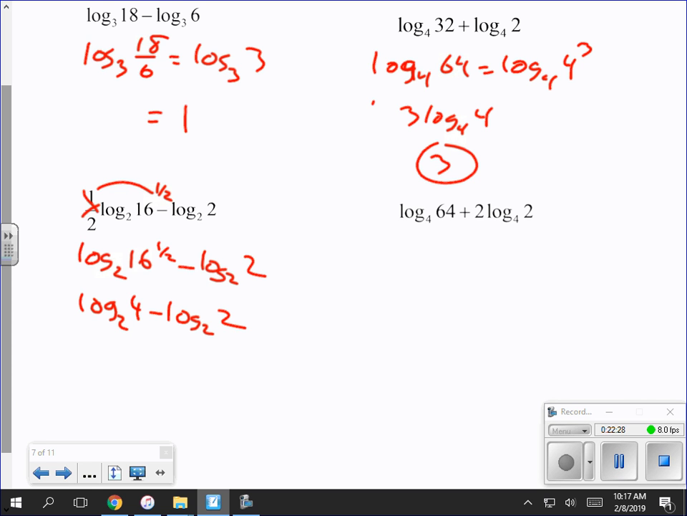Or I can combine them up now. The numbers are easy enough to deal with. I go ahead and divide and make it 1 logarithm. So this is log base 2 of 4 divided by 2, which is log base 2 of 2, which is 1 for my final answer.